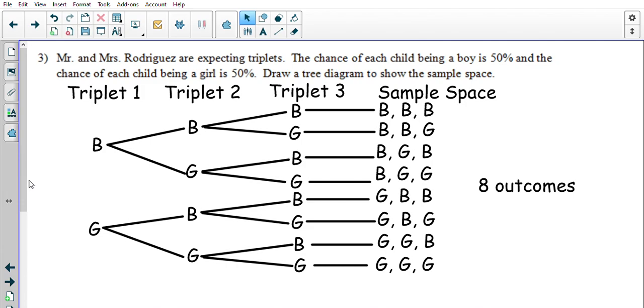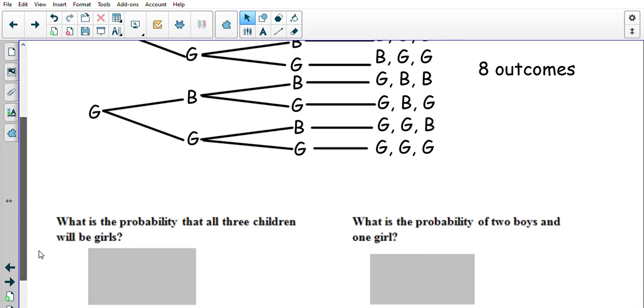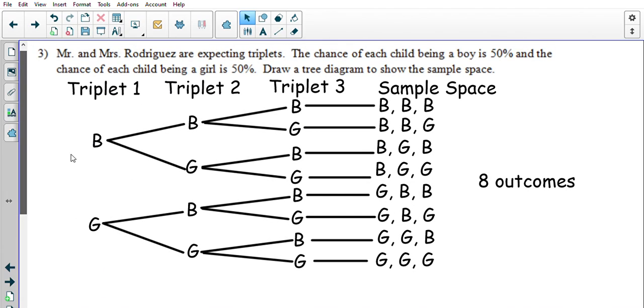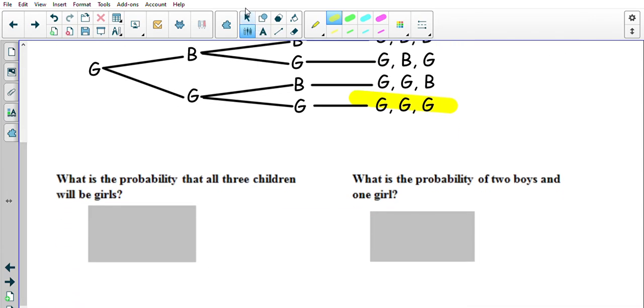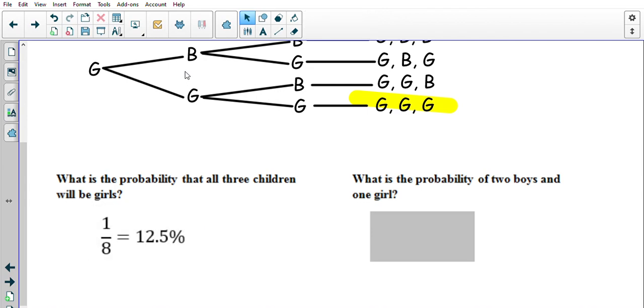Now, our probabilities. So what is the probability that all 3 children will be girls? Well, there is only one outcome there. That is this outcome right here. So it's 1 out of the 8 possible outcomes, which just like our last problem is going to be 12.5%.